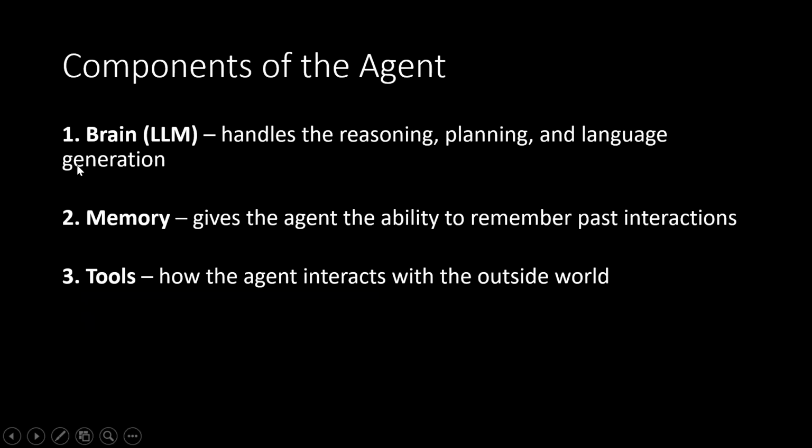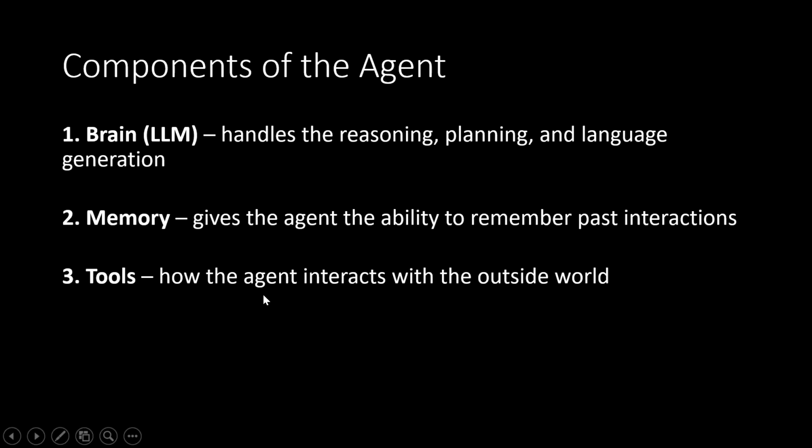So what are the main components? It has a brain, just like human beings have a brain. The LLM will act as a brain which will do the reasoning part, planning part, and language generation. Humans also learn from their past experience. Similarly, agents also have memory. It gives the agent the ability to remember past interactions to give you a better experience. Right? Remember that Indigo and Air India example.